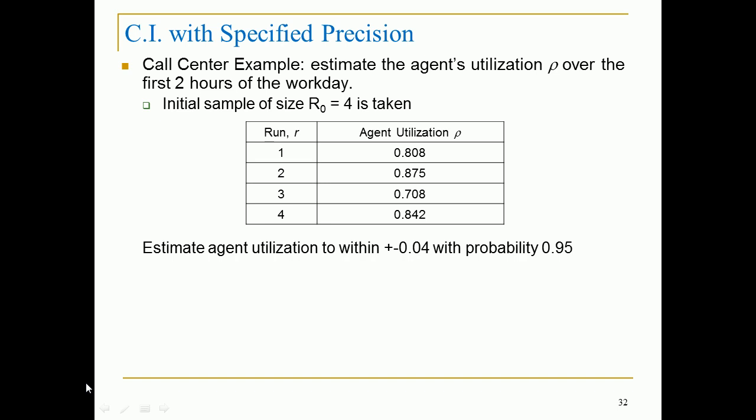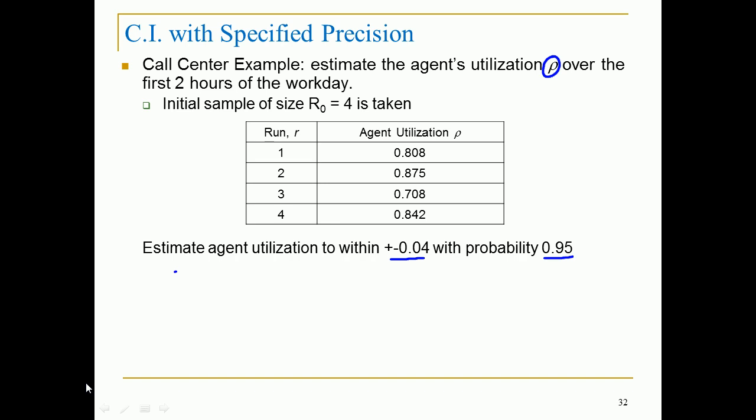So let's say we have a call center, and we are estimating the agent's utilization. We call that P over the first 2 hours of the workday. We have an initial sample size of only 4 observations. Those observations tell us that for the first day, the utilization was 80%. For the second day, 88%. Third day, 71%. And the fourth day, 84%. We want to estimate the agent utilization to within a predetermined error, plus or minus 0.04, with probability of 95%.